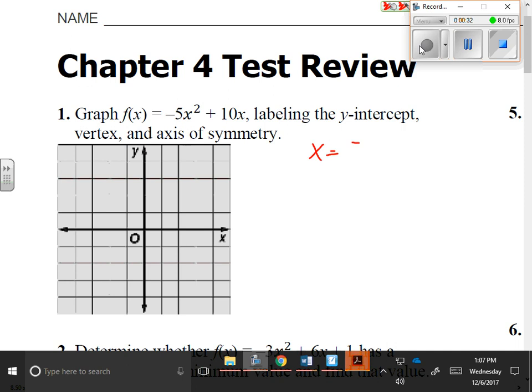What's b? 10x. Just the 10 over 2a. Should be negative 10 over negative 10. Should be 1. So x equals 1 is going to be our axis of symmetry.